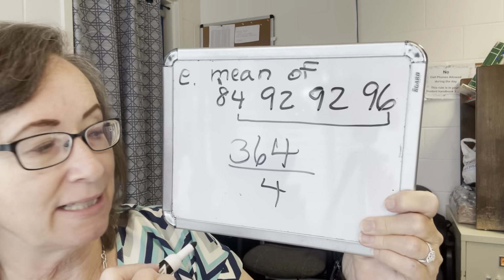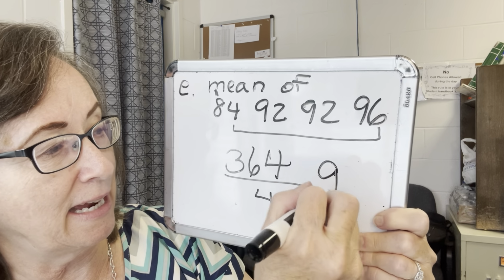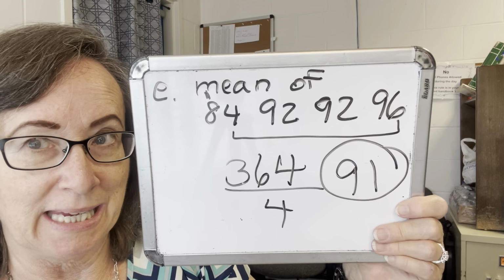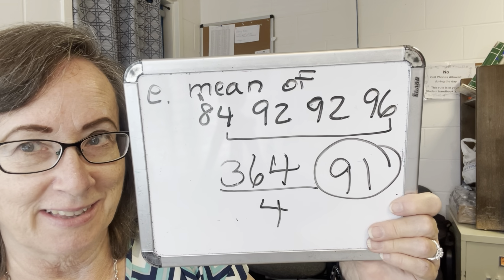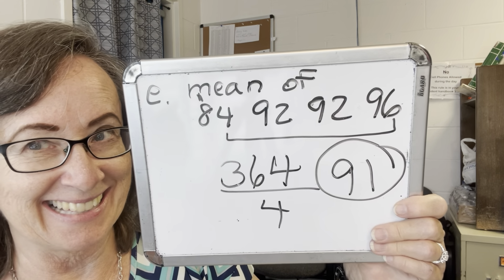So we have 364 divided by 4. 4 into 36 is 9. 91 is the mean or the average of those. Okay, the more you practice, the faster you're going to get at these.